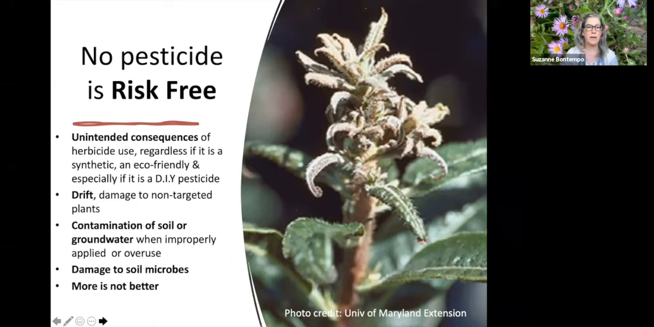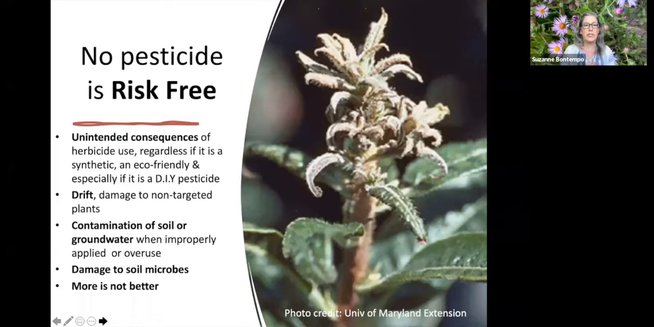Understand that many of the synthetic pesticides are going to be contaminants of soil and groundwater, especially when they're improperly applied or overused. Another thing I can share is that pesticides can damage and be very detrimental to the soil microbiology. And more is not better.